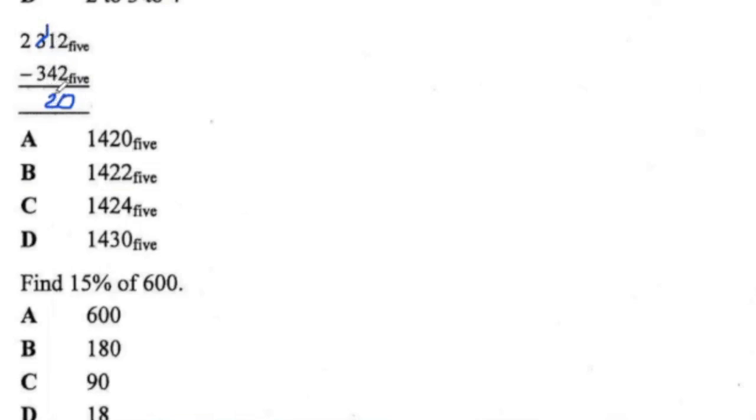Then here we remained with 2, so we're going to borrow 1 here and remain with 1 here. The 1 we've borrowed is 5, so 5 plus 2 will give us 7, so we're going to have 7 like this. 7 in base 5 is 1, 2, which is more or less like 12. So 7 minus 3 will give us 4. Then 1 minus 0 will give us 1. So the answer is 1420, which is A. That's the correct answer.